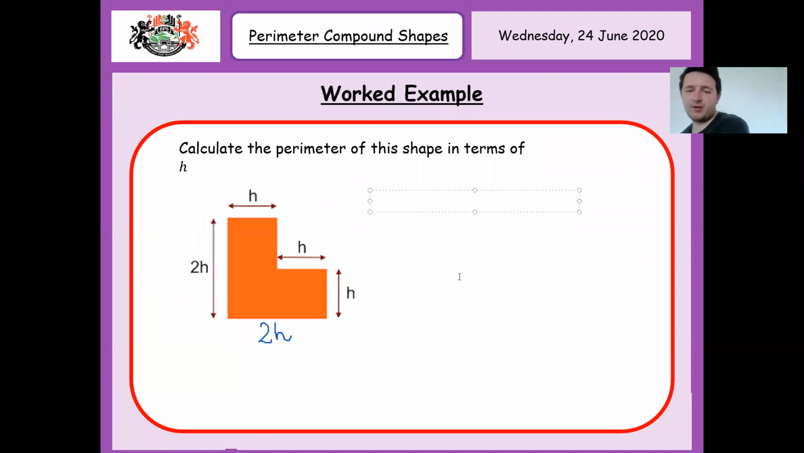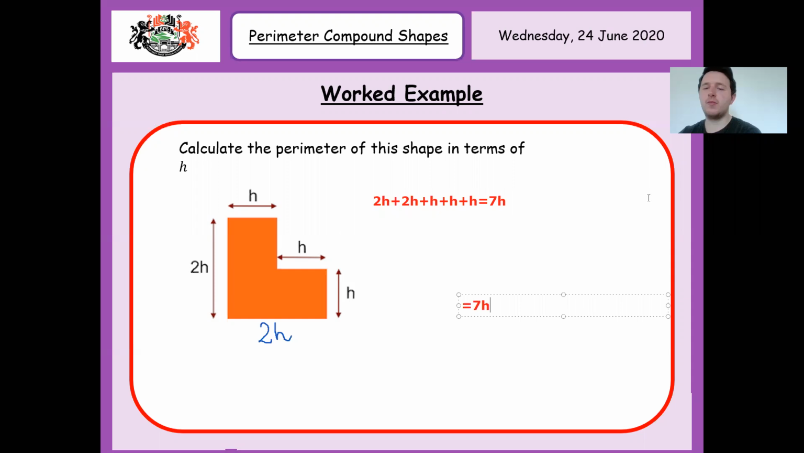I'm going to do this with a text box. So we've got 2h plus 2h plus h plus h plus h. Don't forget that h means 1h, and we're collecting these together. So how many h's have we got? Well, we've got 2, 4, 5, 6, 7h. So we've got 7h altogether, so the answer is simply 7h.